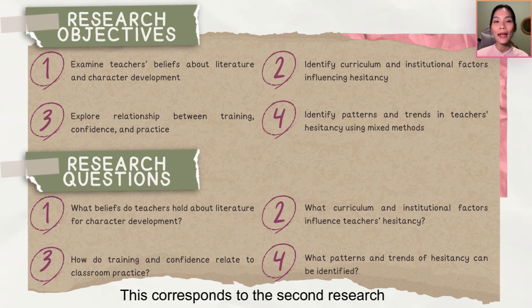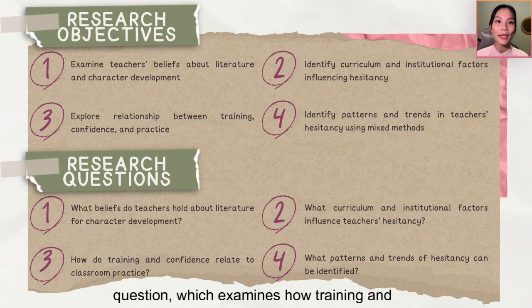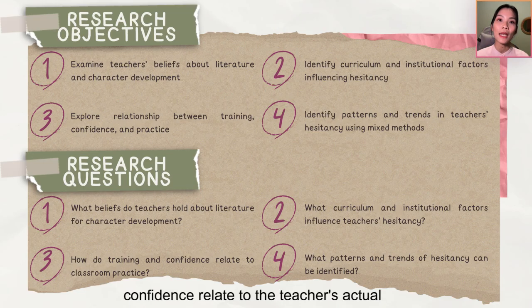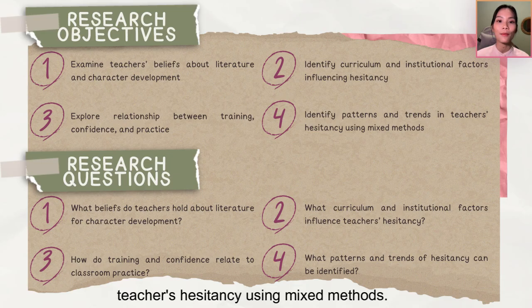This corresponds to the second research question, which explores what curriculum and institutional constraints may discourage teachers from teaching literature meaningfully. For the third research objective, it is to explore the relationship between teachers' professional training, confidence, and classroom practice. This is reflected in the third research question, which examines how training and confidence relate to the teacher's actual practices in literature lessons. Finally, the fourth research objective aims to identify patterns and trends in teachers' hesitancy using mixed methods.